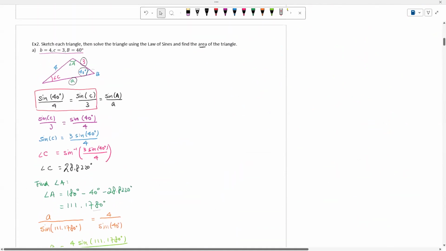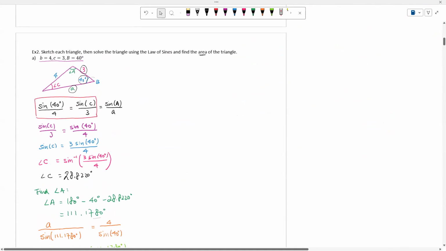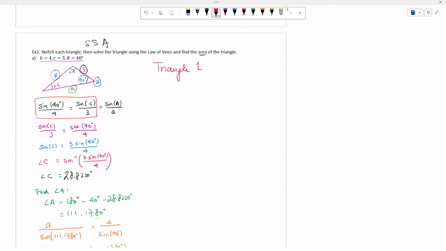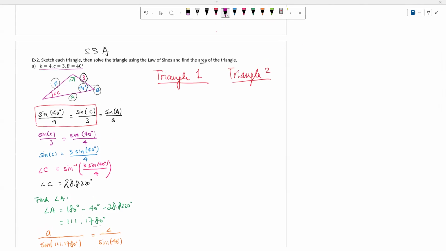Okay, then let's check. How about the first, that means example number 2. Okay. So again, let's check it out. This one right here is also a side-side-angle, right? It's also an SSA. Meaning, in this case right here, again, we need to set up triangle 1 and triangle 2. Okay.